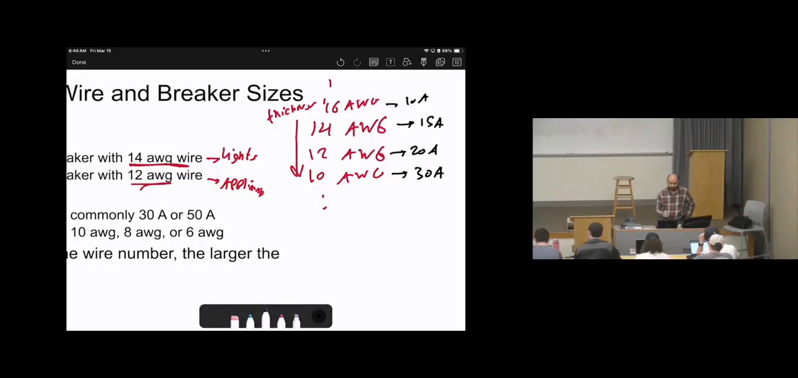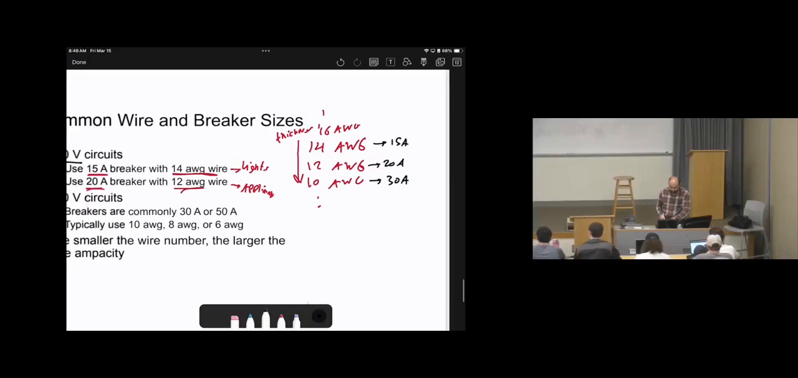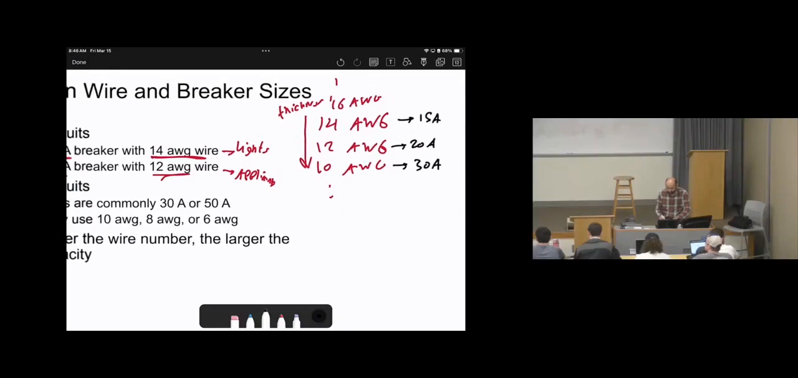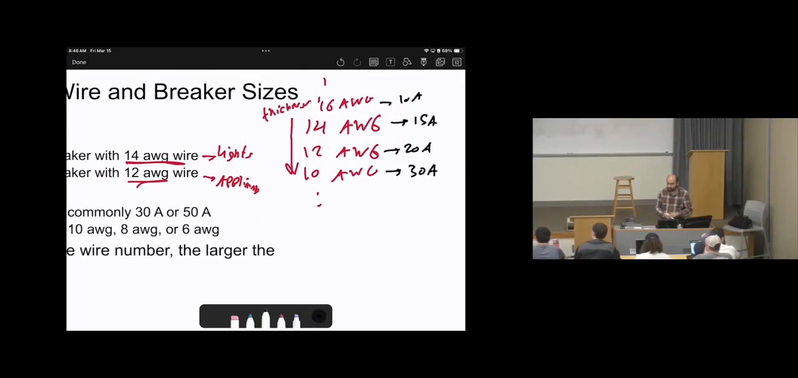Therefore, since this wire will be connected to the circuit breakers, whenever we're dealing with the light circuit breaker, we will use AWG 14. When we're dealing with the appliances, we'll use AWG 12. That's our standard, so we can avoid problems. There will be no problem.